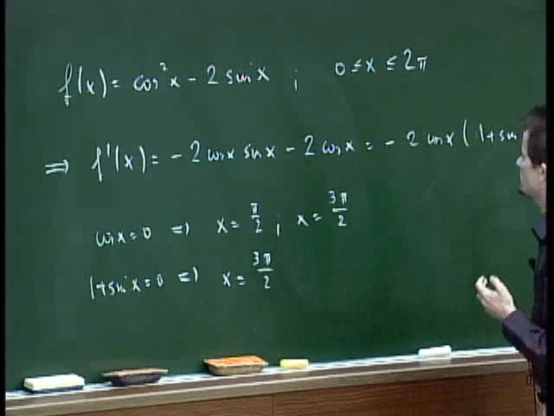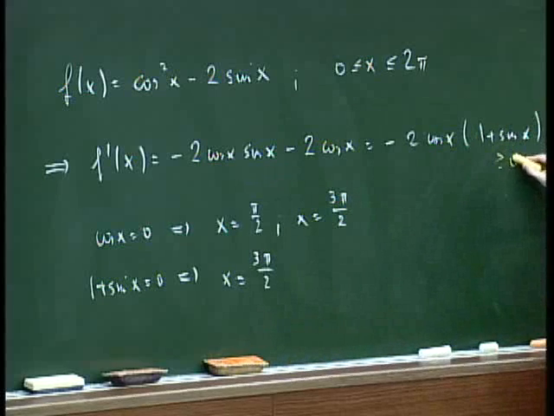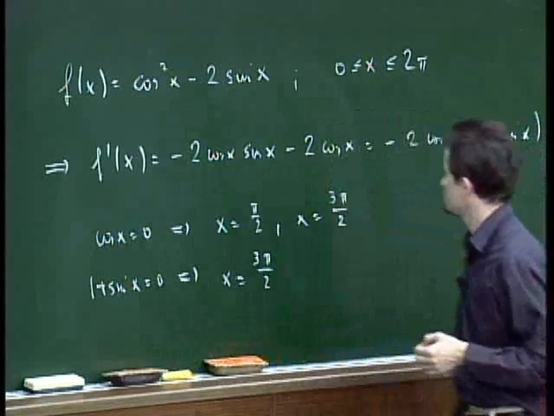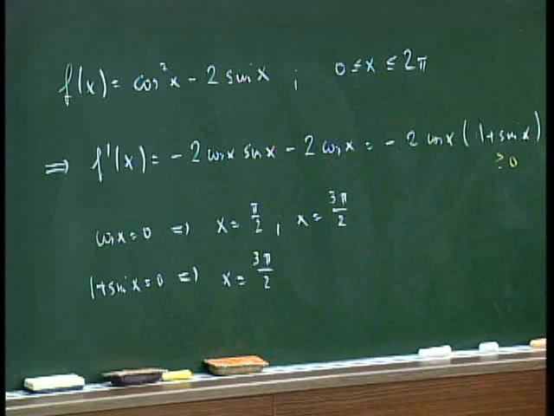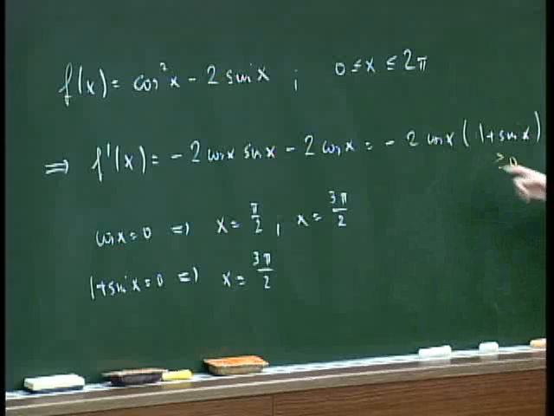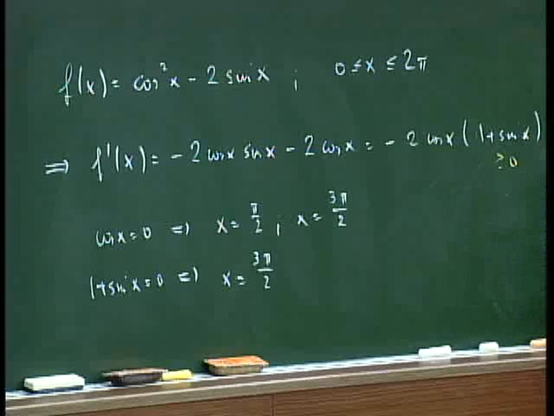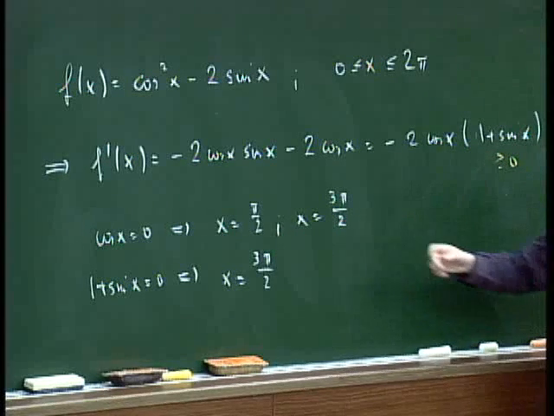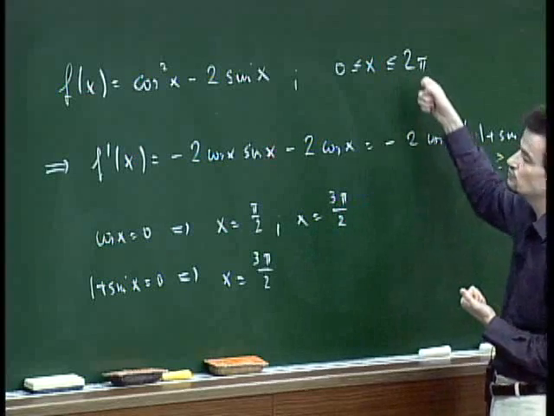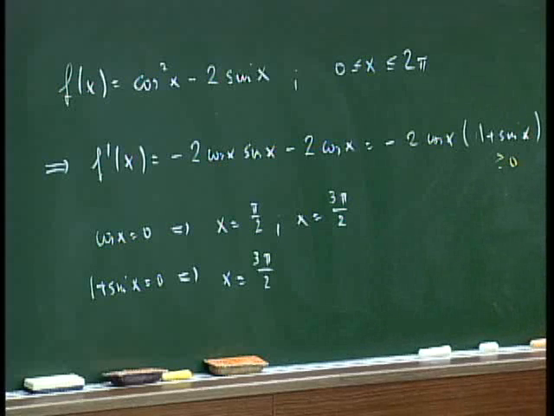Now, if we look at the sign change, you see that this part here is always larger or equal than 0. So just the behavior of the cosine is important. So you see if x is between 0 and pi half, then negative, so the function is decreasing. Then if x is between pi half and 3 pi half, positive, so the function is increasing. And if x is between 3 pi half and 2 pi, then again negative, so the function is decreasing again.